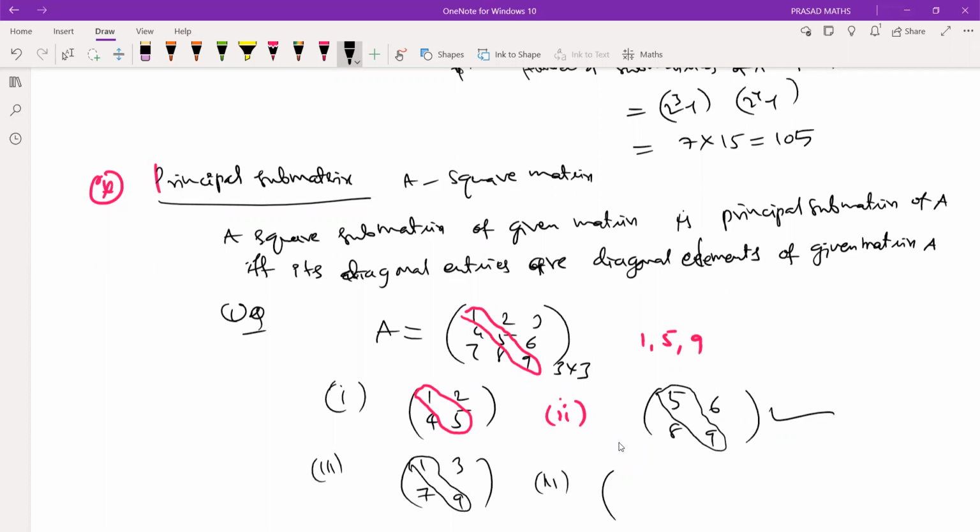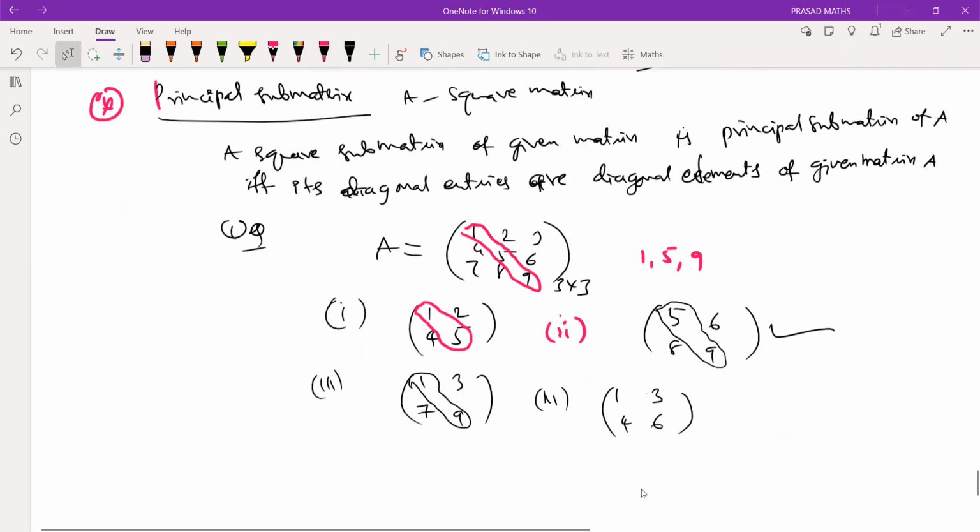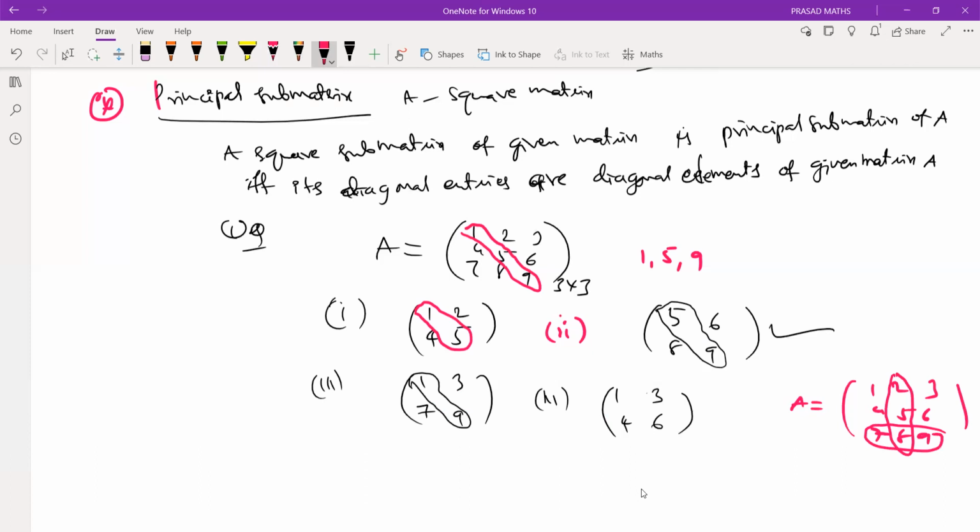Suppose you take this 1, 3, 4, 6. Is it a principal submatrix? Is it a submatrix first of all? Yes, because the matrix is 1, 2, 3, 4, 5, 6, 7, 8, 9, and by deleting this column and this row you get a submatrix. Question: is it principal? No, because the diagonal elements appearing here are different from the diagonal elements of the given matrix A. So it's not principal. Is it clear?